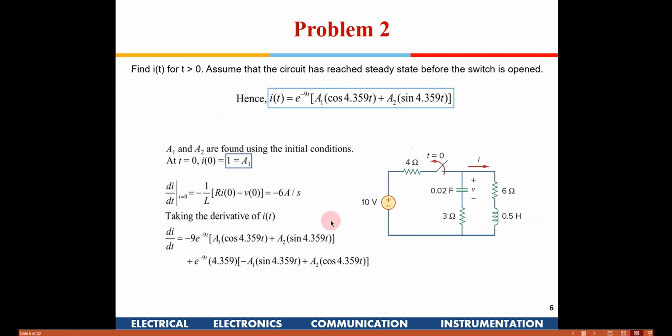So let's come back here. So at t is equal to 0, in this equation, if I put t is equal to 0, this thing will become 1. And cos 0 is 1, whereas sin 0 is 0, so the only thing which will remain here is A1. So A1 is equal to 1.